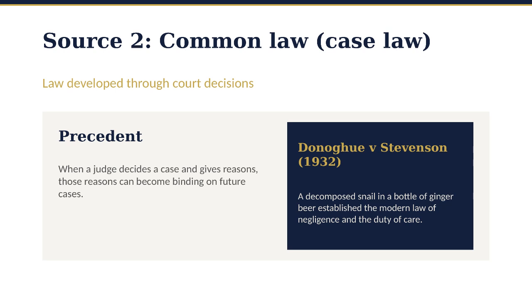This is called precedent. Here's a simple example. The concept of negligence, the idea that you owe a duty of care to people who might foreseeably be affected by your actions, that wasn't created by Parliament. It was developed through court decisions, most famously a case called Donoghue versus Stevenson in 1932, involving a decomposed snail in a bottle of ginger beer. I'm not making that up.